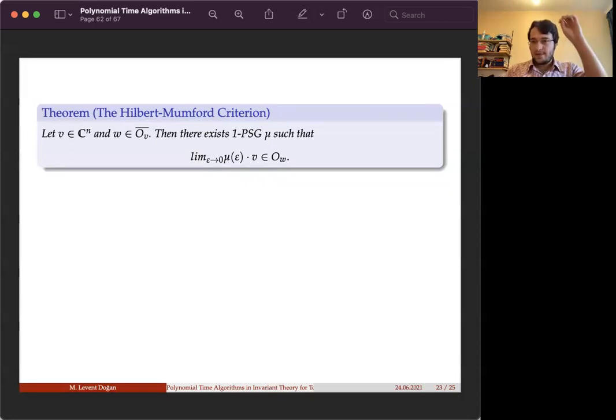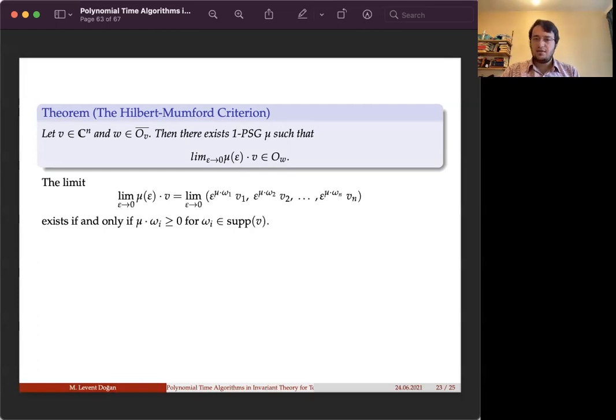So mu of epsilon is a group element. Then I apply it to v. As epsilon goes to 0, I move in the group, so I apply it to v, so I move in the orbit, and in the limit, I reach an orbit in the orbit closure. So this criterion says that I can reach every orbit with a one PSG. Here I want to remark, to avoid confusion for people who are familiar with these things, that for general groups, this would only hold if the w is the unique closed orbit. But for tori, this general version also holds.